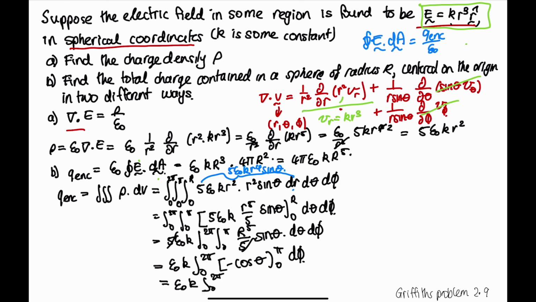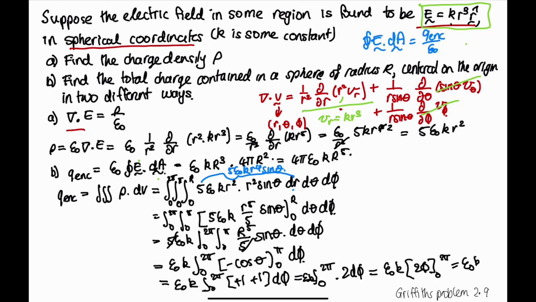And now when we put these in, we get minus cos of pi, which is minus minus 1, so that's plus 1, minus cos of 0, which is another plus 1, d phi. And so that's epsilon naught K R to the 5 out the front, and then we're going from 0 to 2 pi, and we've got 2 d phi, and so this will be equal to epsilon naught K, and this will be 2 phi from 0 to 2 pi. And this, when we substitute in, we'll have epsilon naught K R to the 5 times 4 pi.